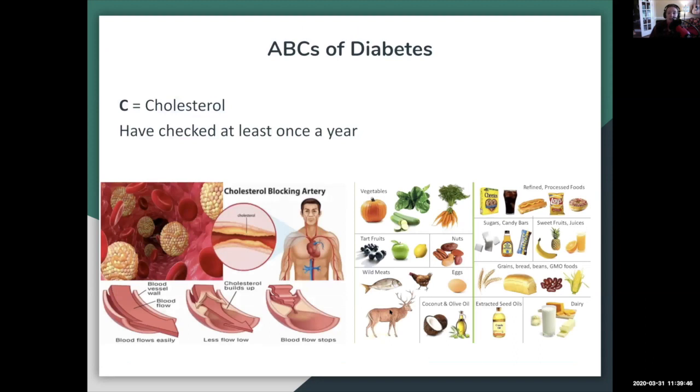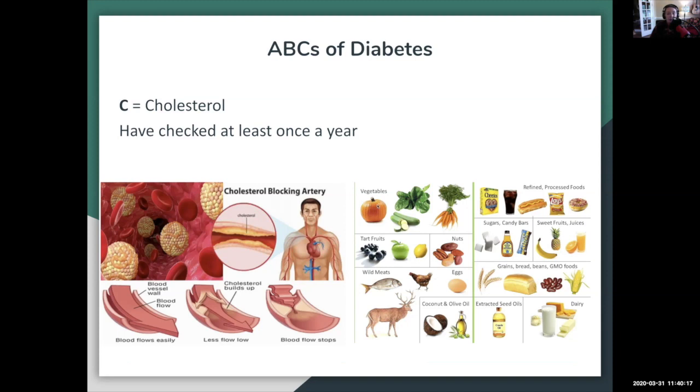All right, C in the ABCs, this is our cholesterol. So cholesterol gets checked at least once a year, and we care about this because cholesterol causes heart attacks. And how do we deal with it? Well, there's a lot of data that shows that more plant-based diets have better heart disease outcomes. Okay, so the Mediterranean diet has been proven in trials to reduce death by heart disease.